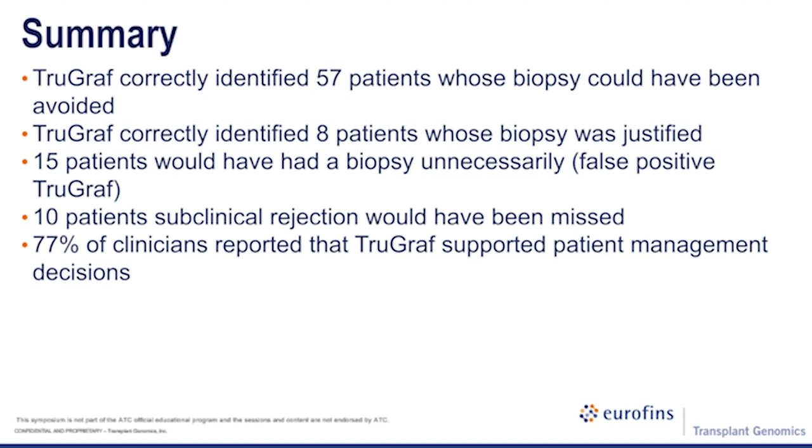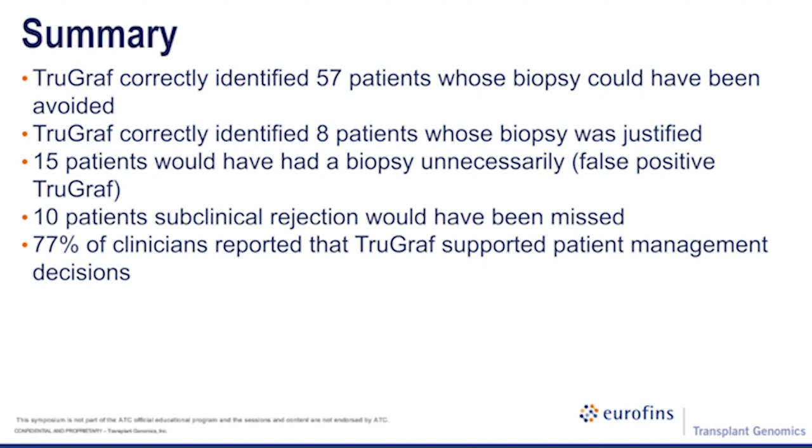In summary, TruGraf correctly identified 57 patients whose biopsy could have been avoided. So that's 57 procedures that could have been avoided. And even though the risks of allograft biopsy are pretty low, when they do happen, they can be catastrophic. So if we can avoid any biopsies, I think it's to the benefit of our patients. TruGraf correctly identified 8 patients whose biopsy was justified. So these are people TruGraf said, not TX. And so those people, we would proceed with a biopsy to make sure that that's the case.